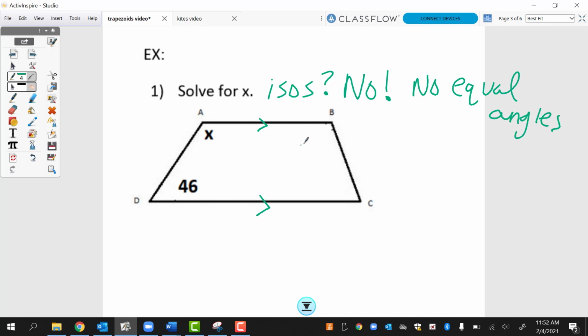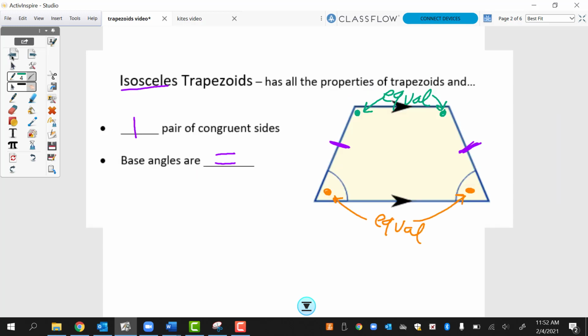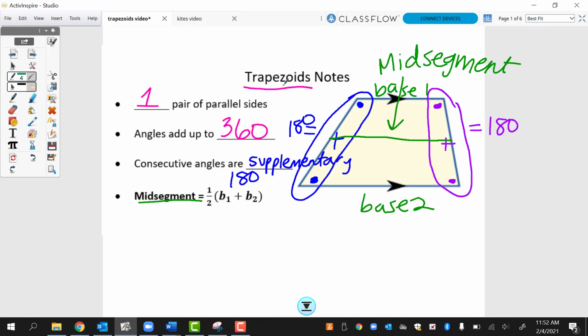If it's not isosceles, then no equal angles. So what do I use if they're not equal? Well, the x and the 46, those are angles. So I'm going to look at my regular trapezoids notes. What do I know about the angles? Well, I know the consecutive angles are supplementary, adding up to 180.